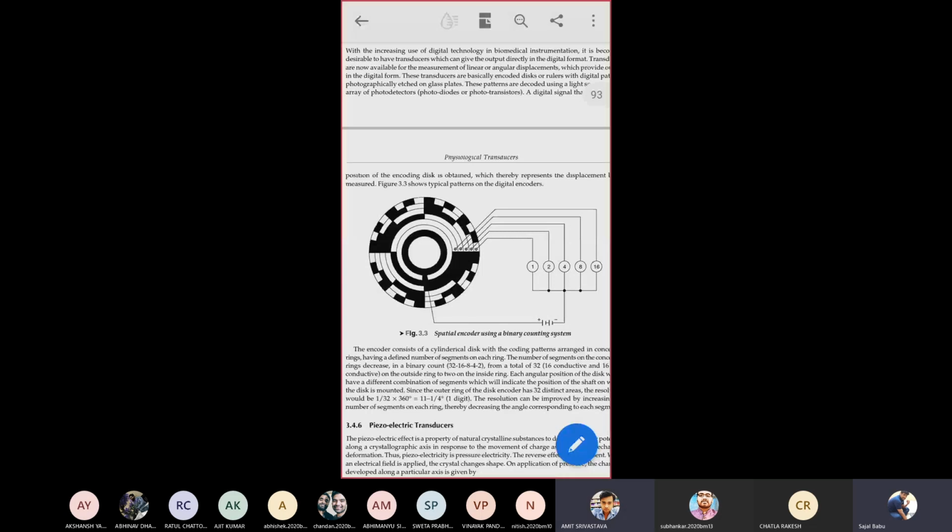So as I had shown you the LVDT, and before that I had explained the potentiometer, I had explained you different types of transducers which convert the displacement into electrical voltage there.